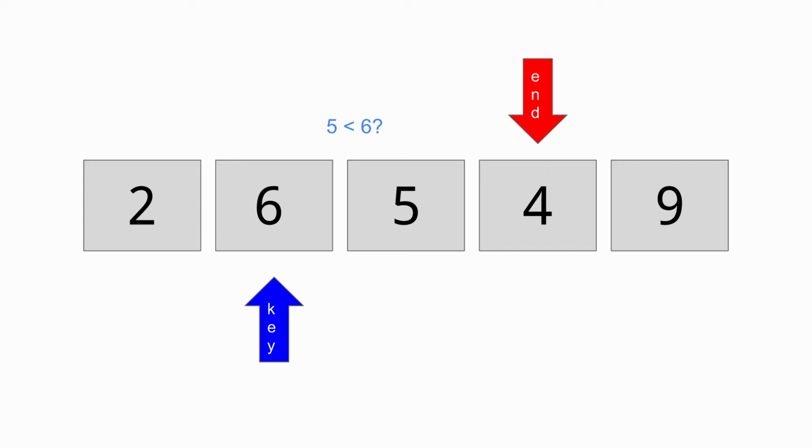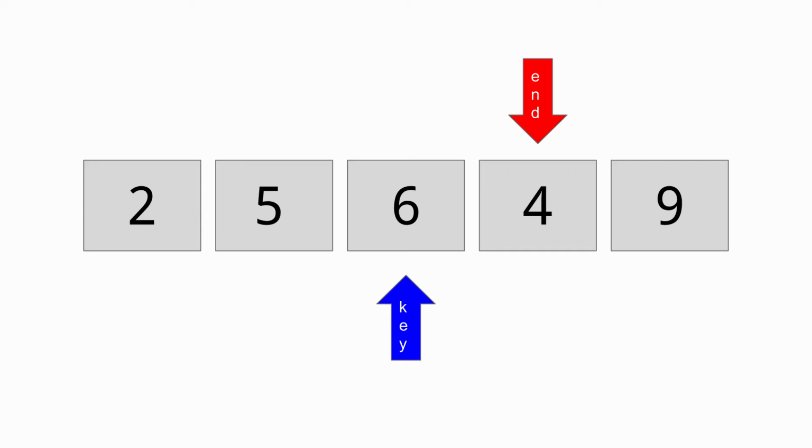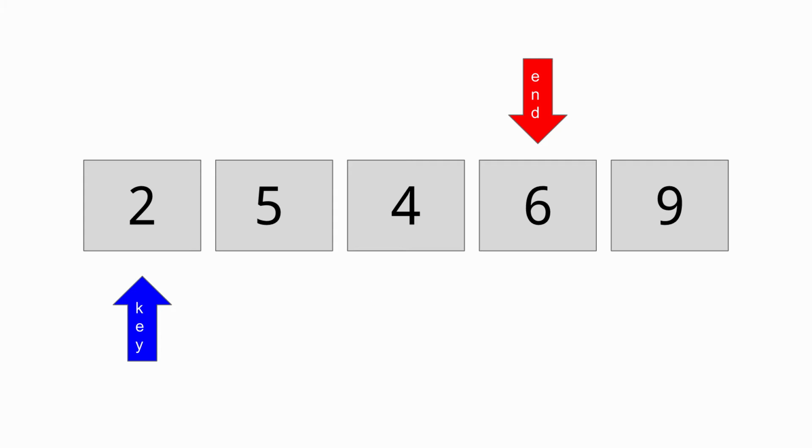Is 5 less than 6? Yes, we're going to swap them. And we move the key marker to the right. Is 4 less than 6? Yes. So we swap them. So after that's done, we reached the end. And now we're going to reset our key back to the first element and move our ending marker to the left one more.